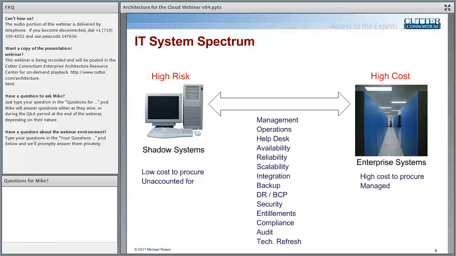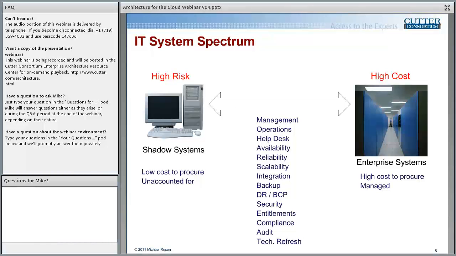They're not integrated into the enterprise or with any other system in the enterprise. The data on them is not backed up. There's no disaster recovery or business continuity planning associated with them. There's little or no security. There's no entitlement systems in place to make sure that the wrong people don't access information. They're not tied into any systems of compliance or auditing. And as the systems get old, there's no technology refresh associated with them. All of those things are things that we want, that we as architects and as technologists understand are important, but raise the cost of a system.